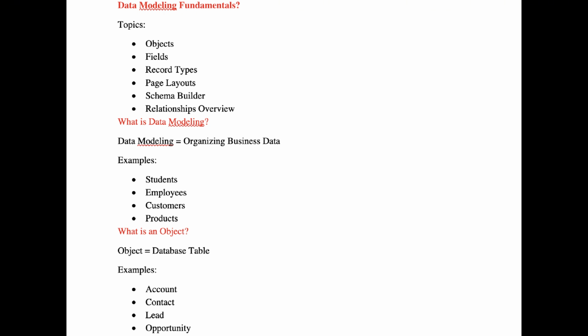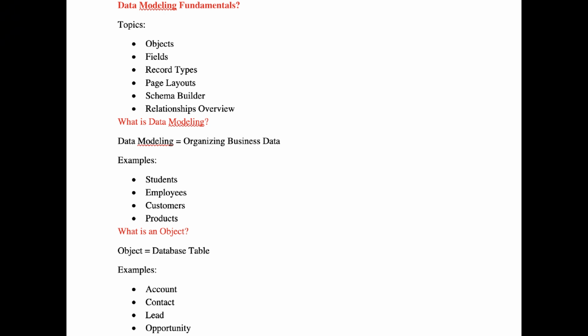Imagine a school wants to store information about students, teachers, and courses. Before creating records, we must decide what information needs to be stored and how different records relate to each other. This planning process is called data modeling. Think of it as designing the blueprint of a building before construction begins.